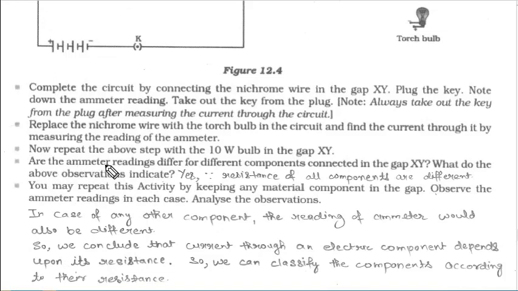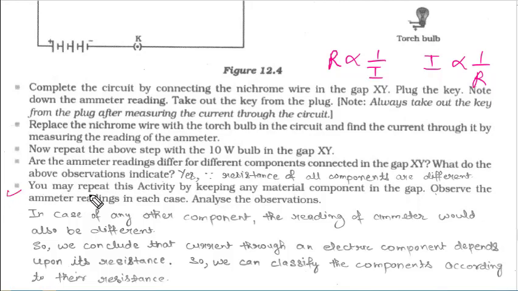Now they are asking, do the ammeter readings differ for the different components connected in the gap XY? What do the above observations indicate? Yes, we will find out that different components will have different values of ammeter reading. Clear? Why? Because the resistance of all the components is different. I have already told you that R is inversely proportional to I, or we can say that I is inversely proportional to R. So if the resistance is low, the value of I will be high, and if the value of R is high, then the value of I will be low.